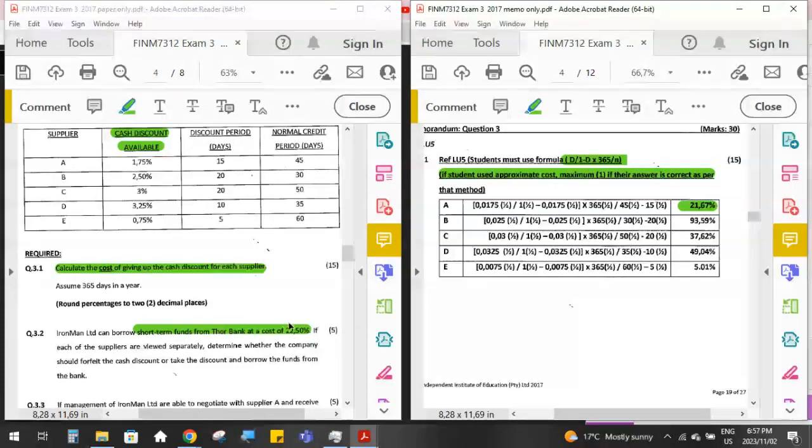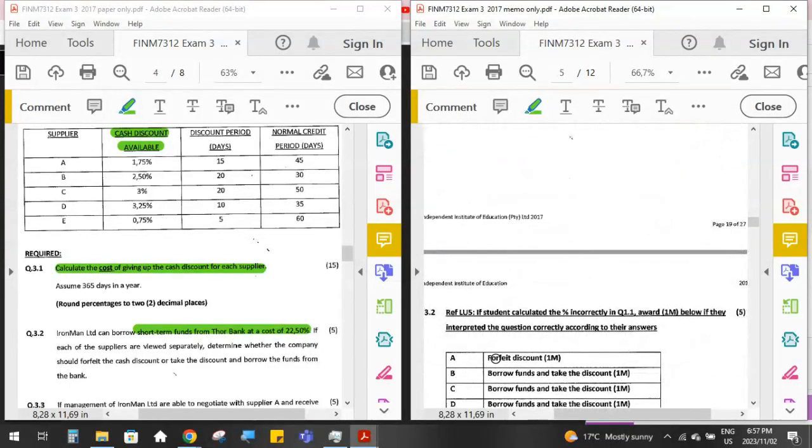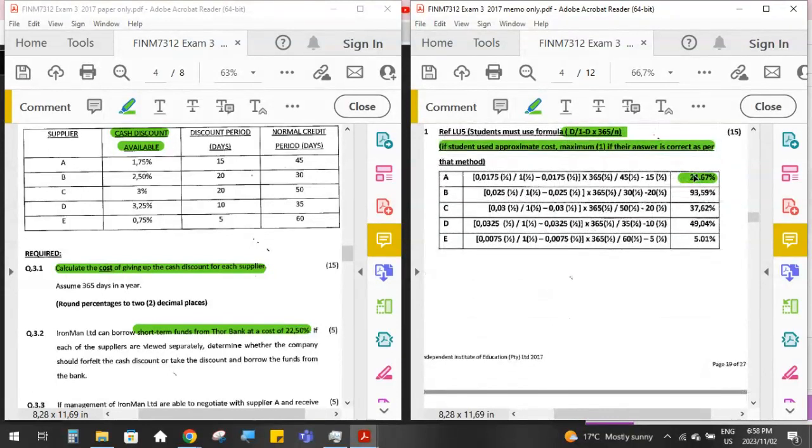Sorry, the cost of not taking the discount is 21.67. And if I take the discount, the cost is going to be 22.5. So obviously the lower cost is if I give up the discount, if I don't take the discount, my cost is 21.67. So that means I should not take the discount. I should forfeit the discount, because then my cost is going to be 21.67 as opposed to 22.5 if I do take the discount. So you always pick the one that's the lower cost.